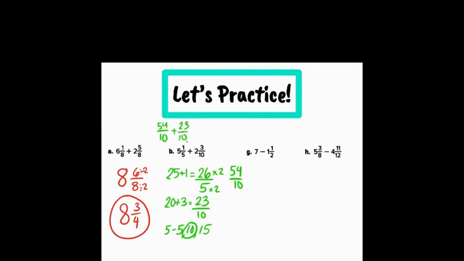And we can add them together. So 54 plus 23 equals 77. And put it over the same denominator.